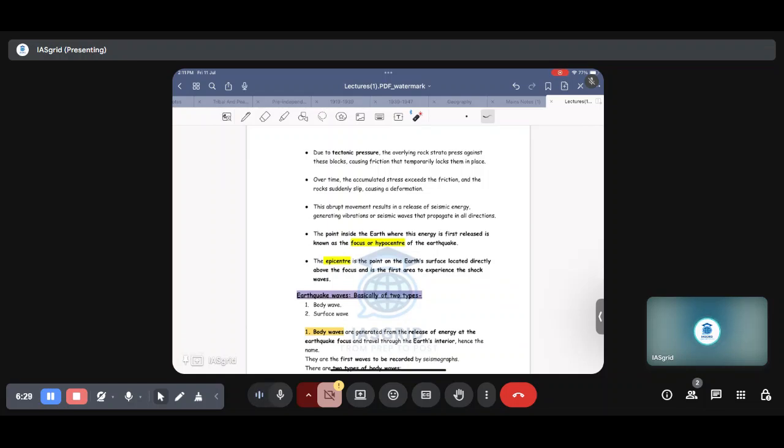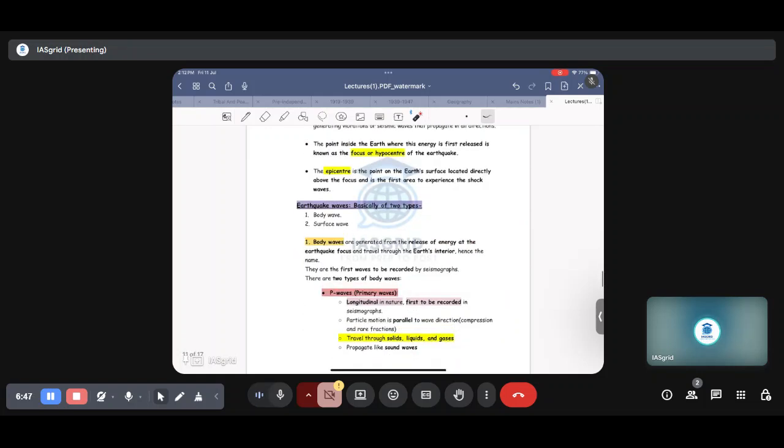And then the point inside the earth where the energy is released is known as the hypocenter. When it comes up to the surface, that point is called the epicenter, and this is the hypocenter, from where it actually releases. This is what it is saying.